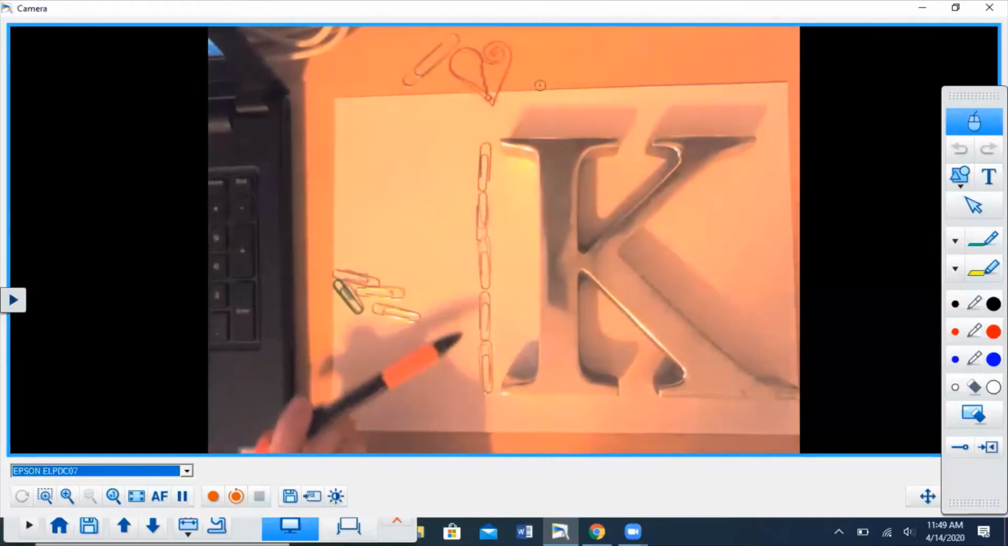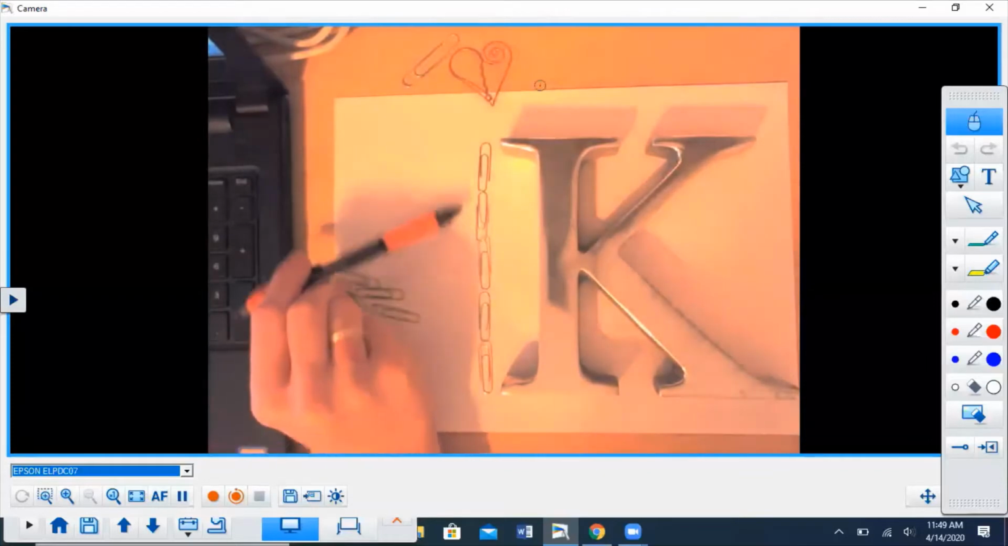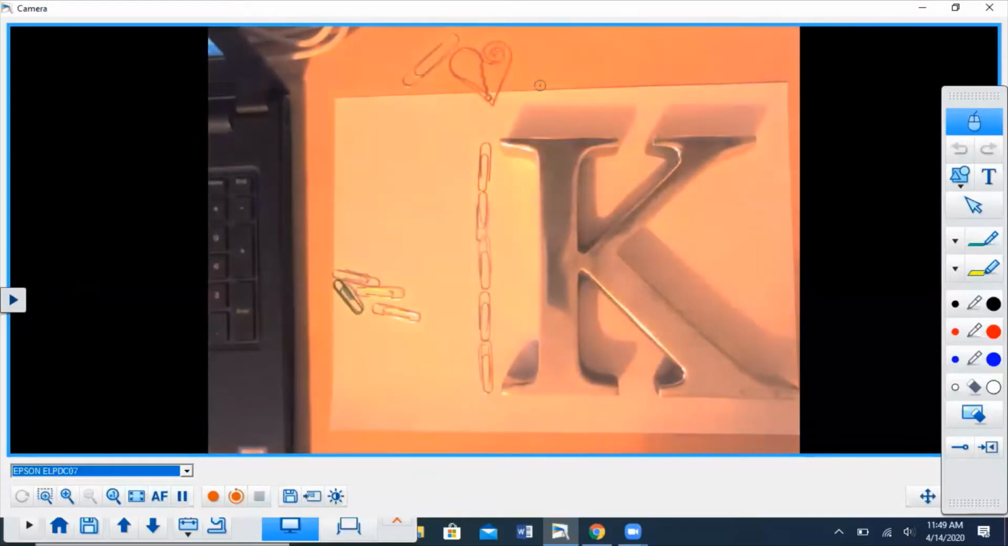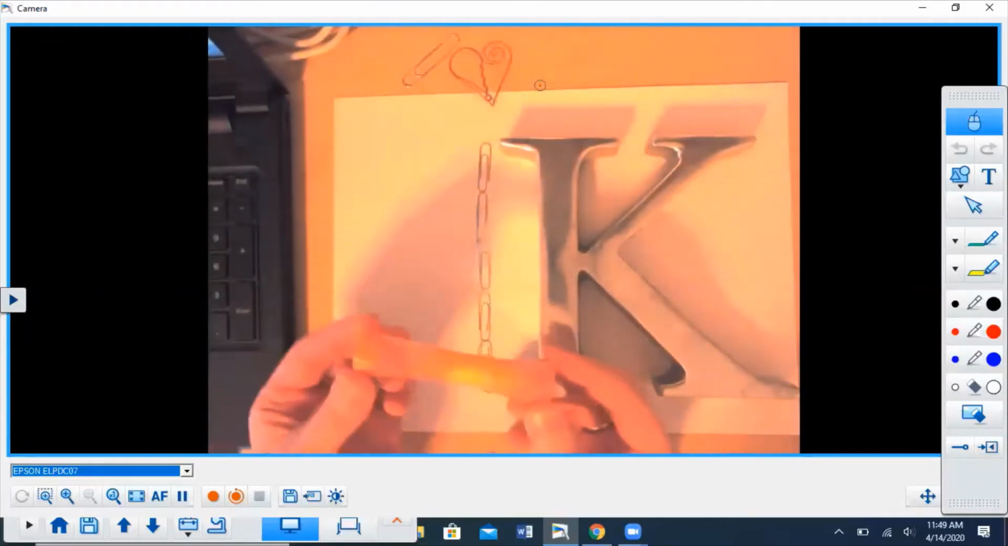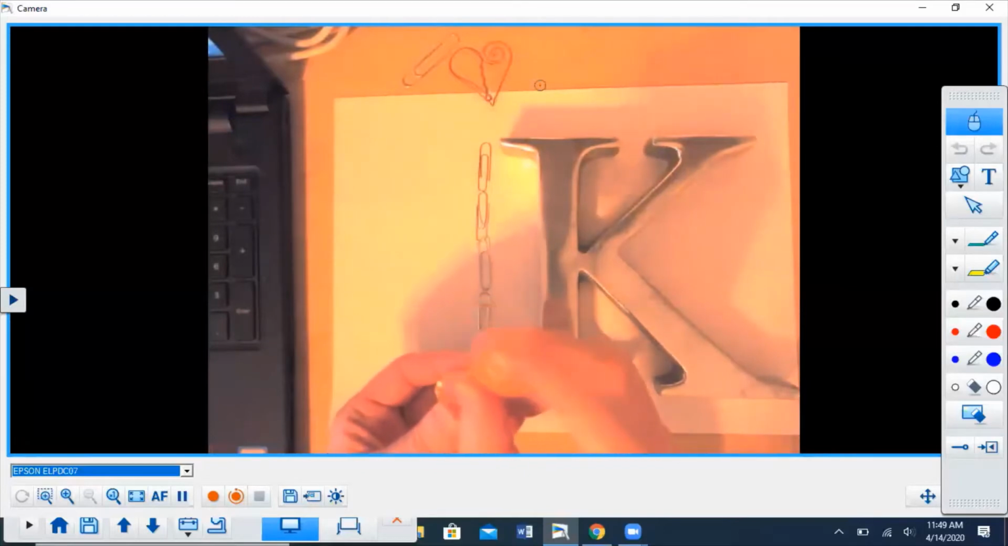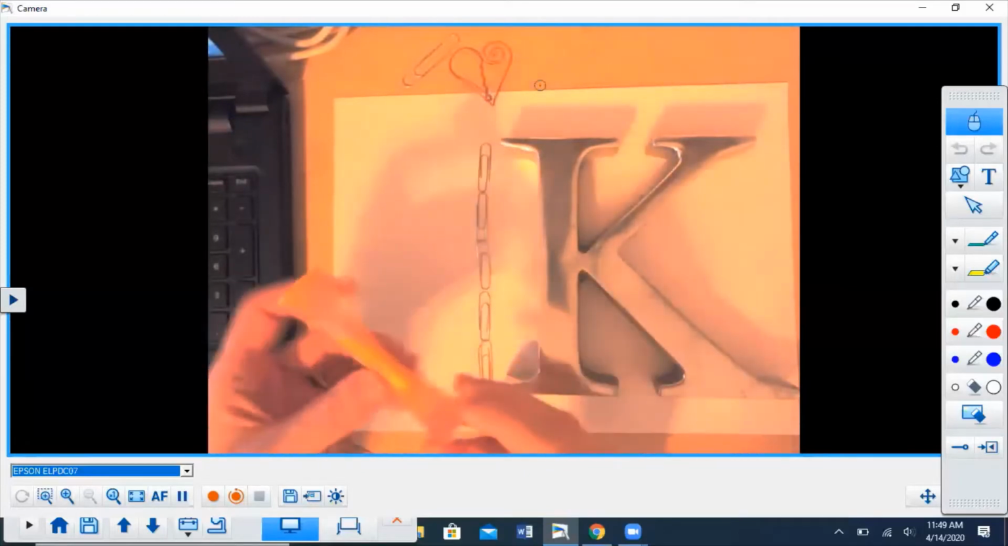Nice job. Okay, so let's count how many paper clips long this K is. Ready? 5. Very nice job. So the K is 5 paper clips long. Now we're going to measure this cat toy. One of those squishy ones, and it has catnip inside of it, so the cat tries to get it out.